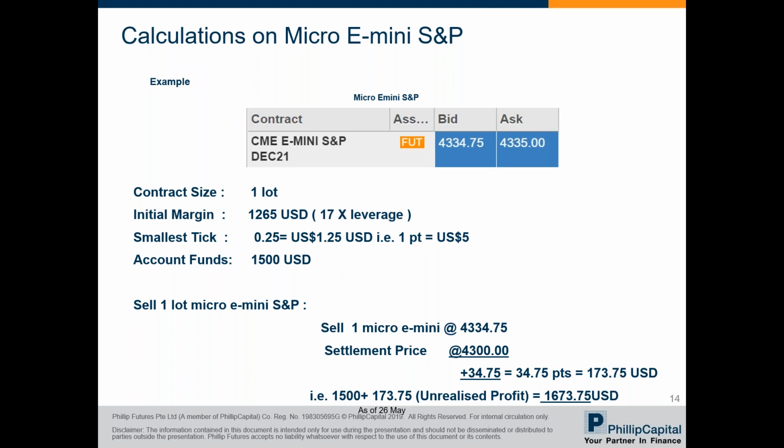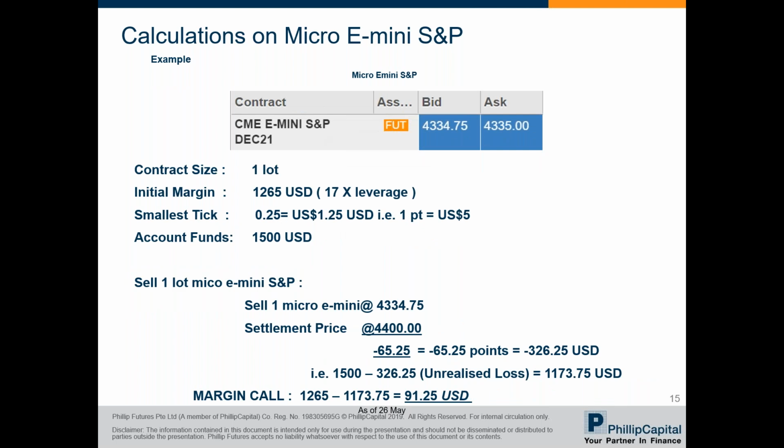Okay, so following so far, we are using the short position to illustrate the example of entering the market. Next, we'll move on to a losing trade. Over here, looking again at the E-mini S&P Micro, the amount of funds in the account is also 1,500 US dollars. Now we also entered to sell one lot at 4,334.75. However, this time the market goes against us and the position is being caught. The settlement price is now settled at 4,400 points.